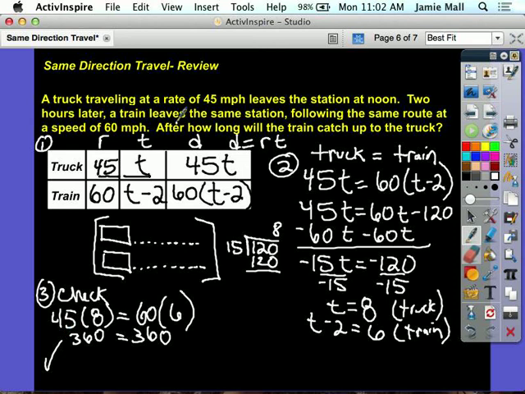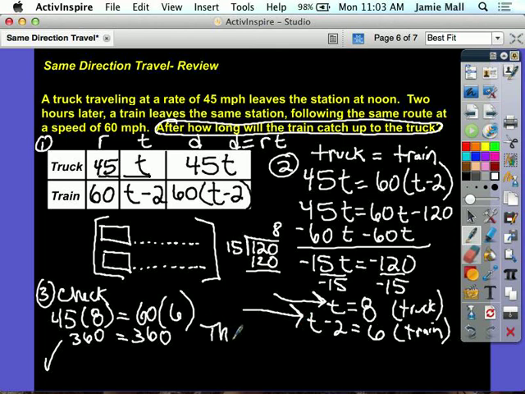So let's look really carefully at the question. After how long will the train catch up to the truck? If the truck travels for 8 hours, the question is asking how long will the train have traveled. We need to make sure that we're looking at the right variable. If the question is asking how long will the train have traveled, I need to make sure that I'm looking at this t minus 2. And the answer is the train will catch up in 6 hours.